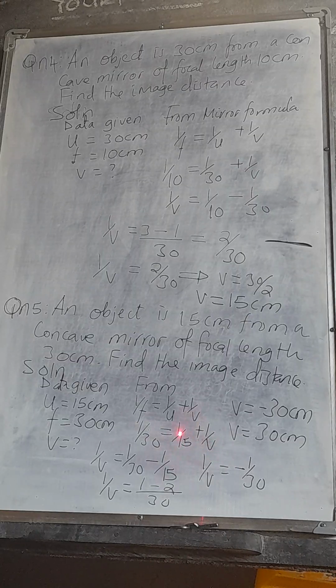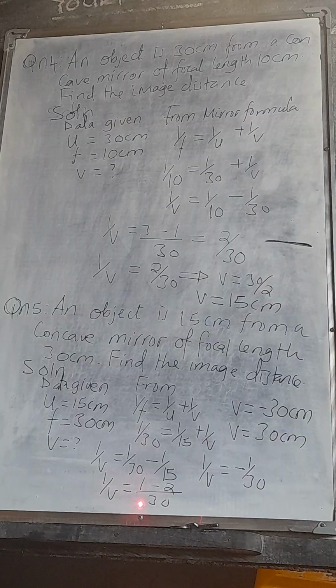So this 1 over 15 jumping to the other side, it will be taken away. Now it will be 1 over v is equal to 1 over 30 minus 1 over 15. We find the LCM between 30 and 15, which is equal to 30. So 30 divided by 30, get 1. 1 times 1 is equal to 1. 30 divided by 15 is equal to 2. 2 times 1 is equal to 2.